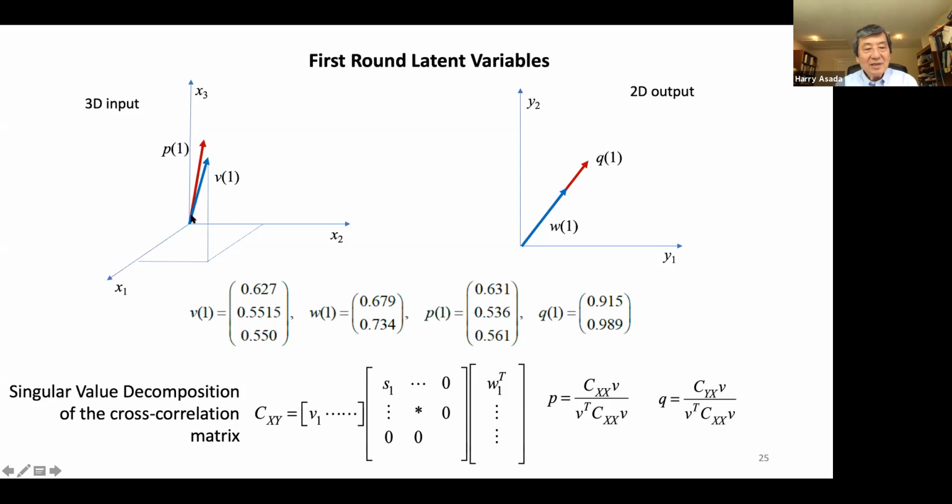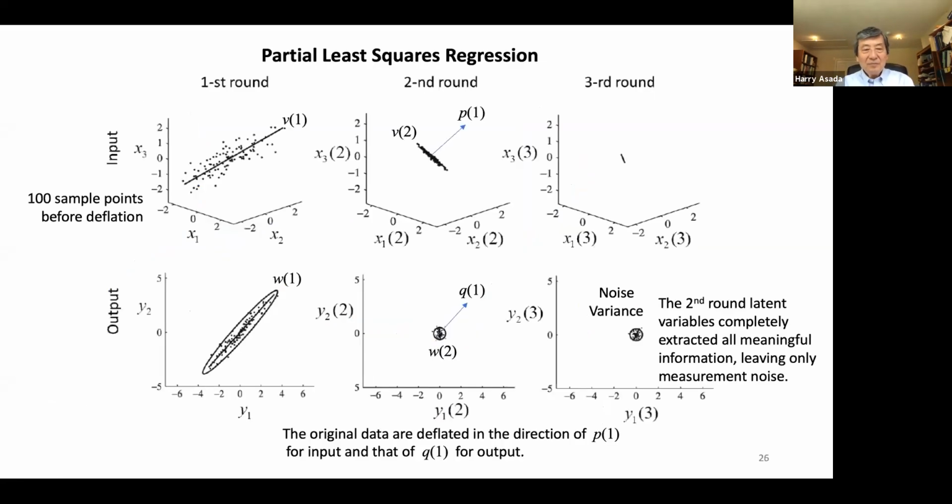P1 is, in this case, slightly different from V1. So almost the same direction because the original CXX is almost round, right? So they are similar, but they are actually slightly different directions. And then the output side is basically pointing exactly in the same direction, but the magnitude is different. Okay, now going to the second round.